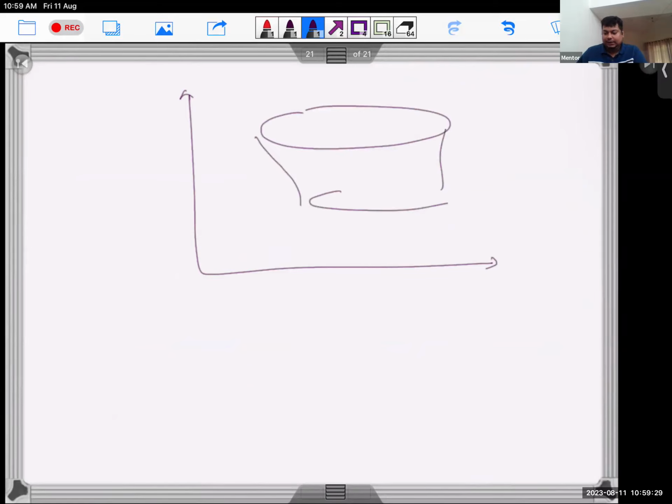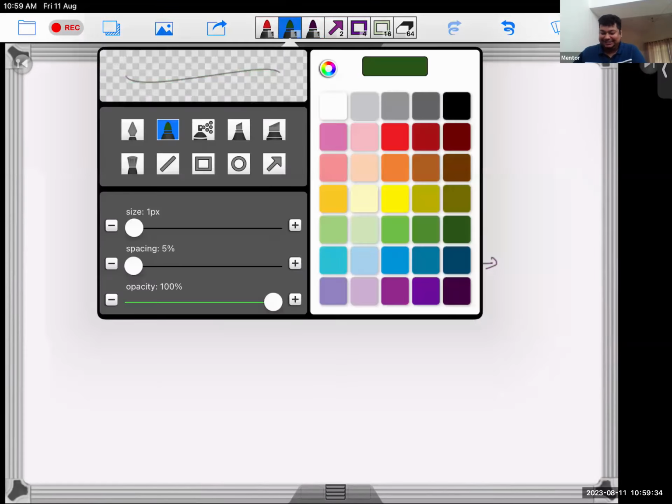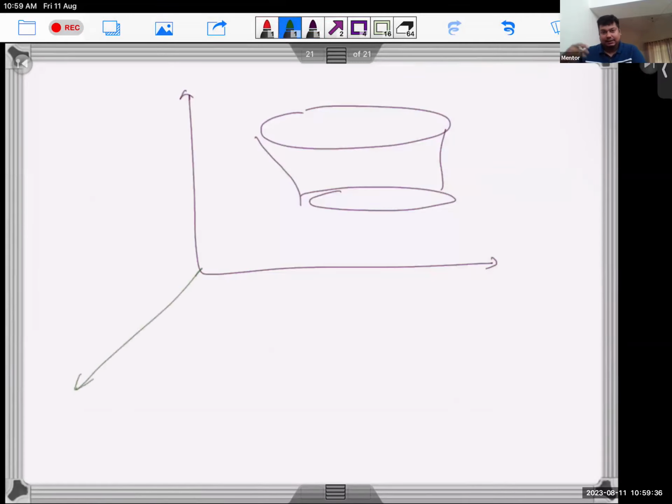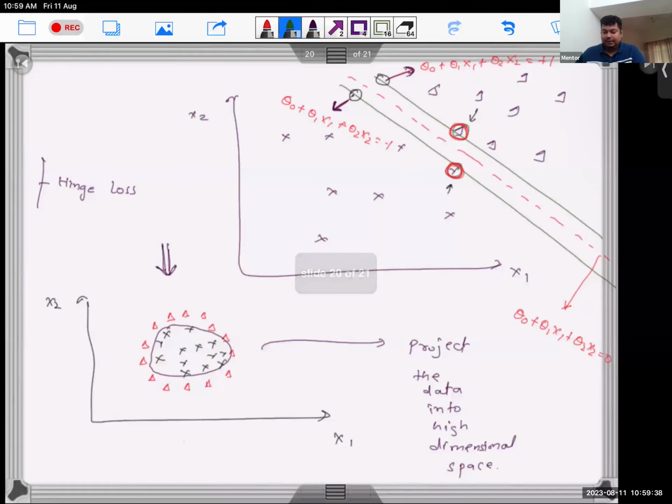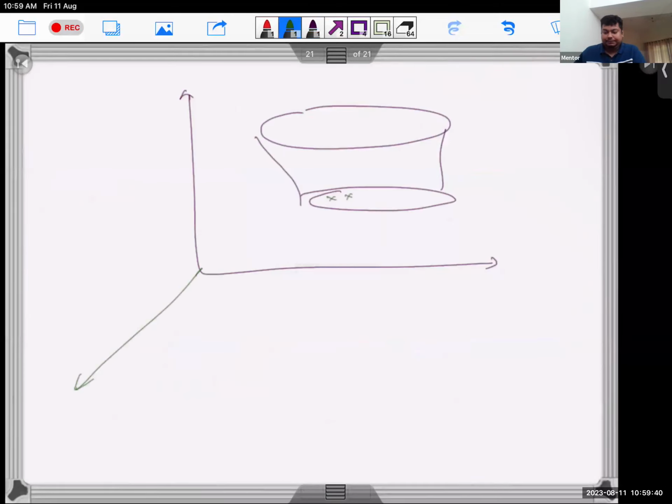Imagine that. See, my drawing is bad. All right. So imagine we are in the 3D space. All x's are on the bottom. The bowl shape is like this, right? It expands as it grows. And on the surface, you have these triangles.